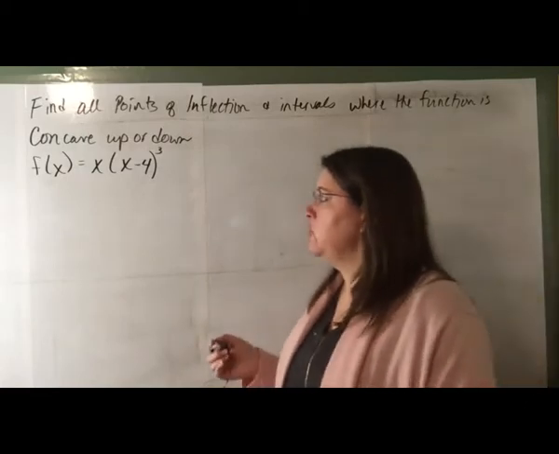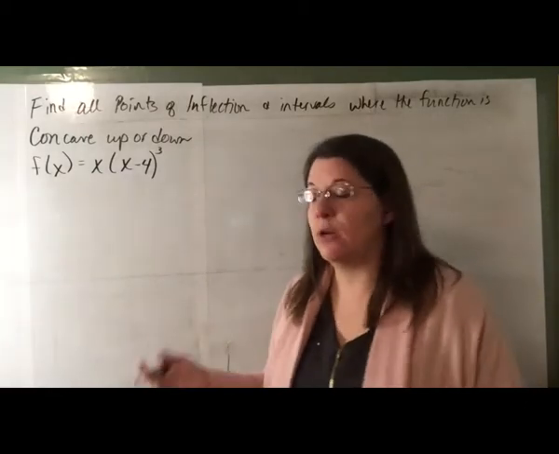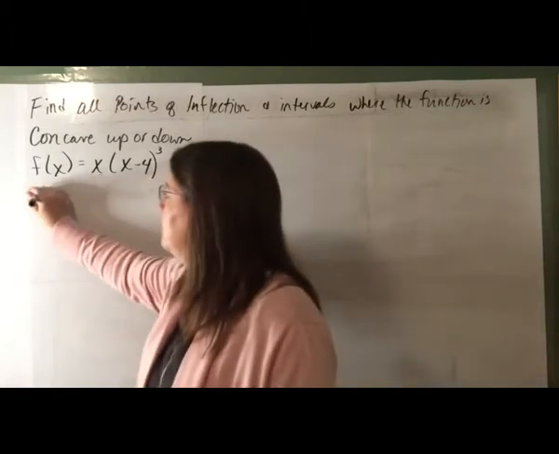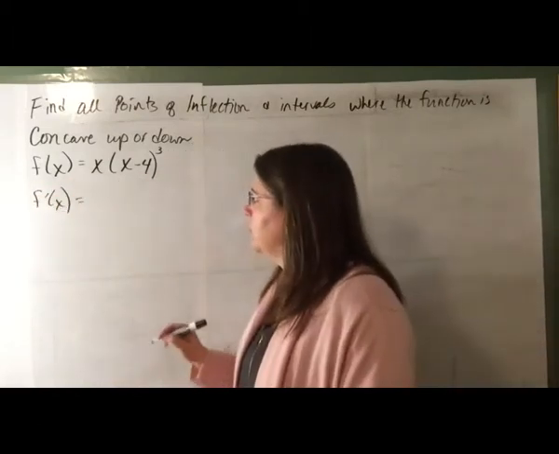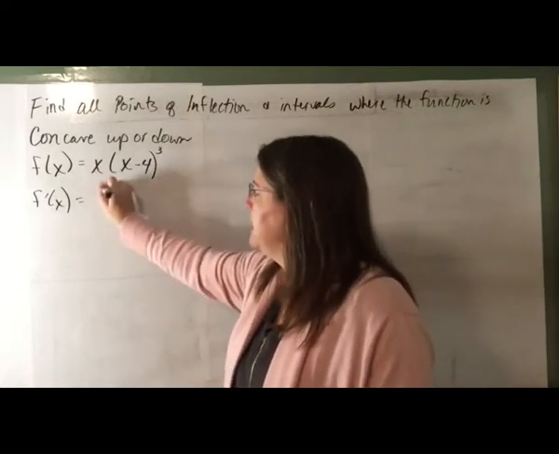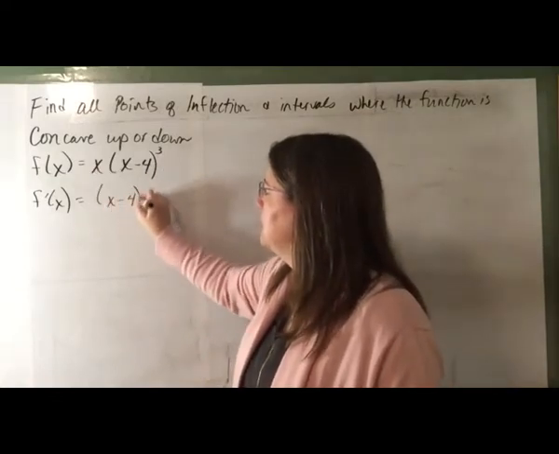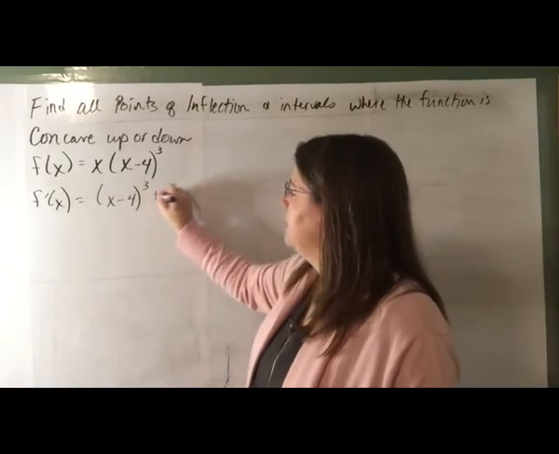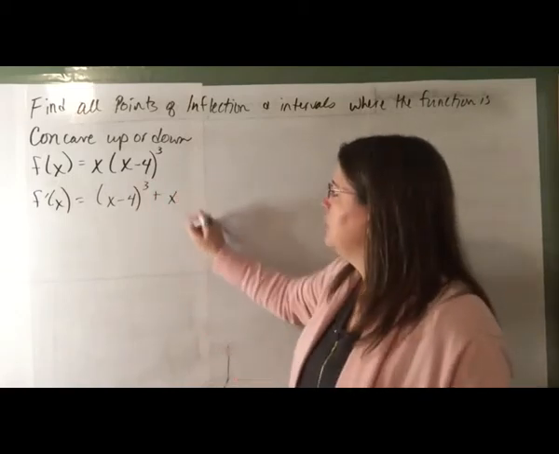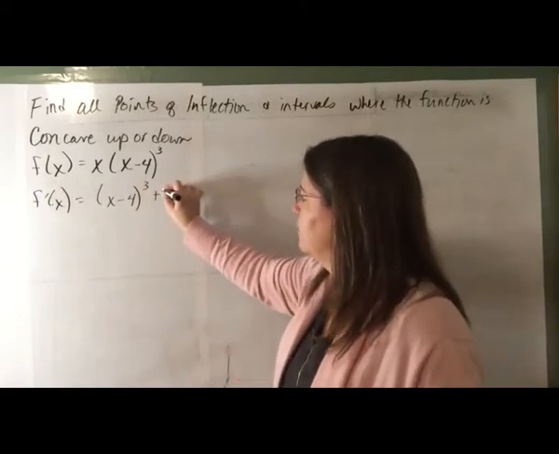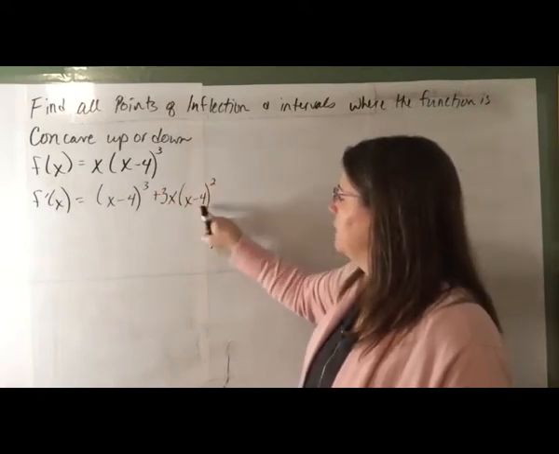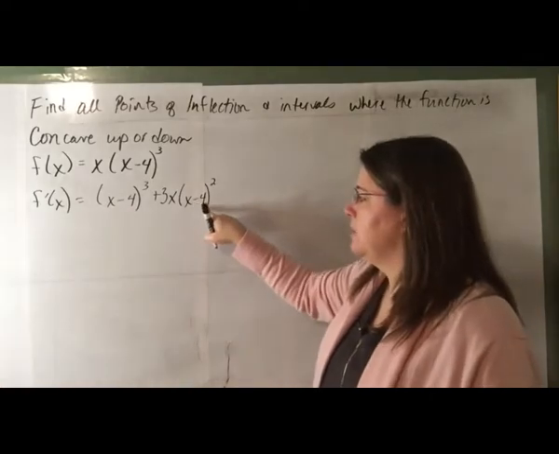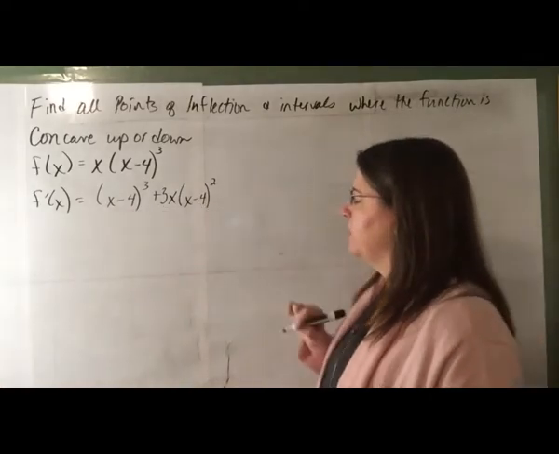So the first thing I'm going to do, again, is find the second derivative. In order to do that, I have to find the first derivative. So f prime of x, I'm going to use the product rule. The derivative of the first thing is 1 times the original second, plus the original first times the derivative of the second. That's the chain rule. So that's 3 times (x minus 4) squared. The derivative of the inside is 1. So that is my first derivative.